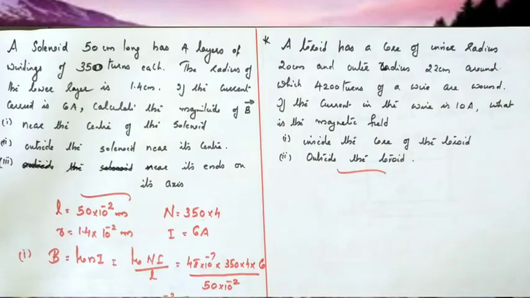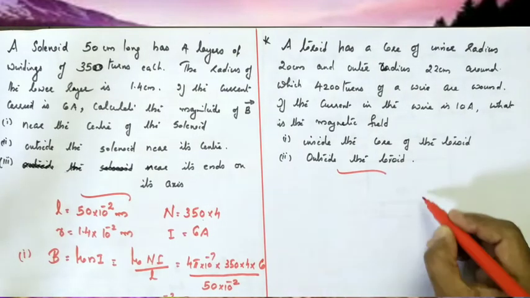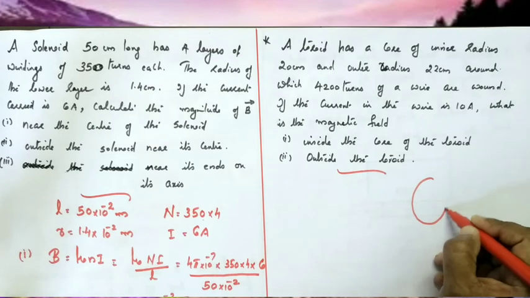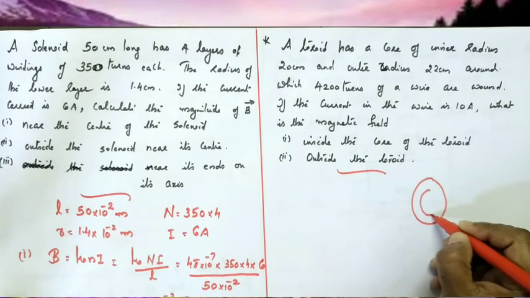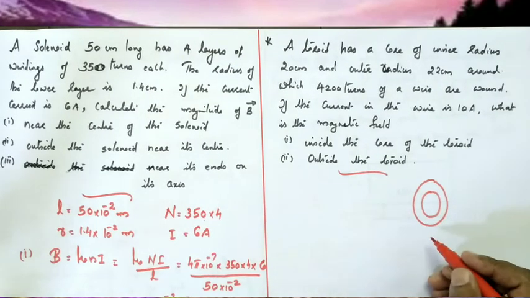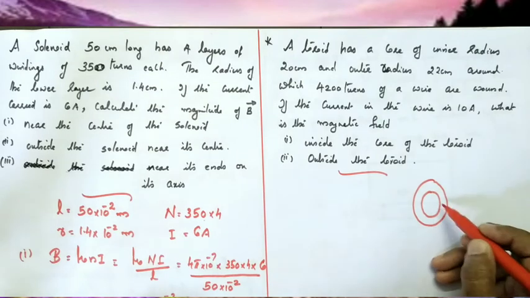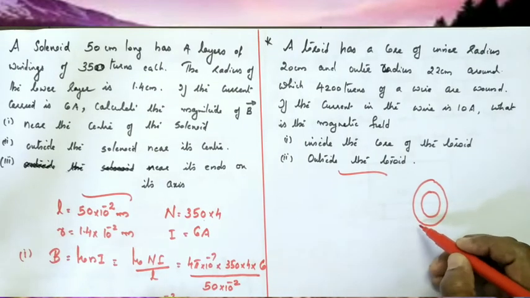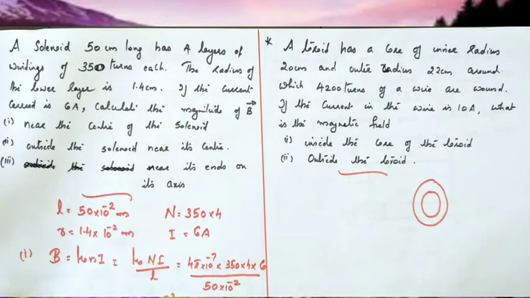Okay children. A toroid has a core of inner radius 20 cm and outer radius 22 cm around which 4200 turns of a wire are wound. If the current in the wire is 10 ampere, what is the magnetic field inside the core of the toroid and outside the toroid? We know what a toroid is. A solenoid bent in the form of a circle is called a toroid. Here you can consider a ring over which wires are uniformly wound. So that is called a toroid.